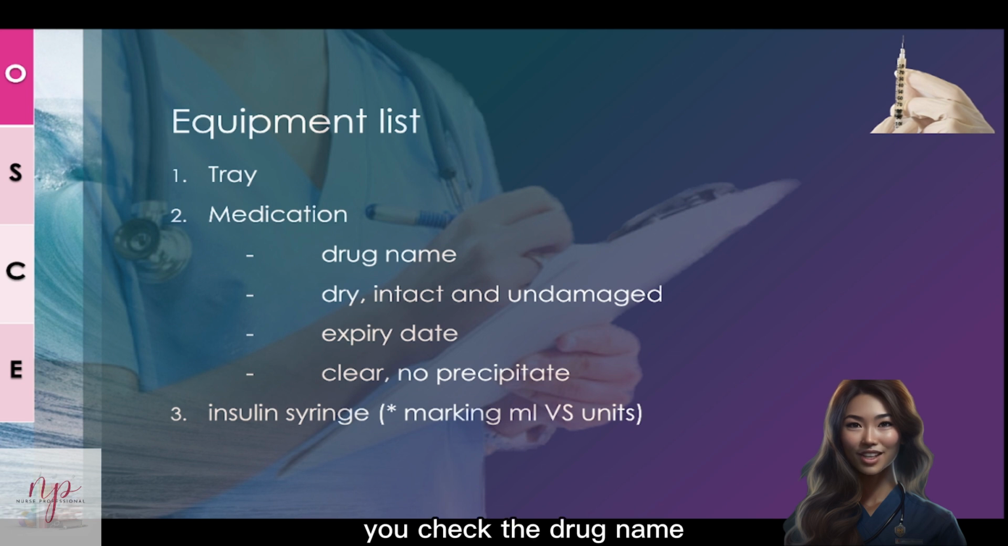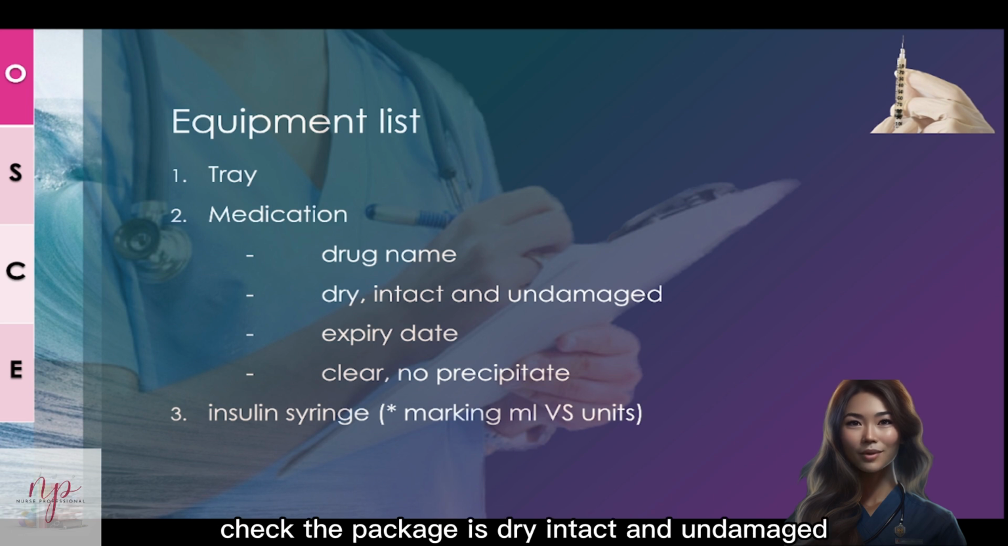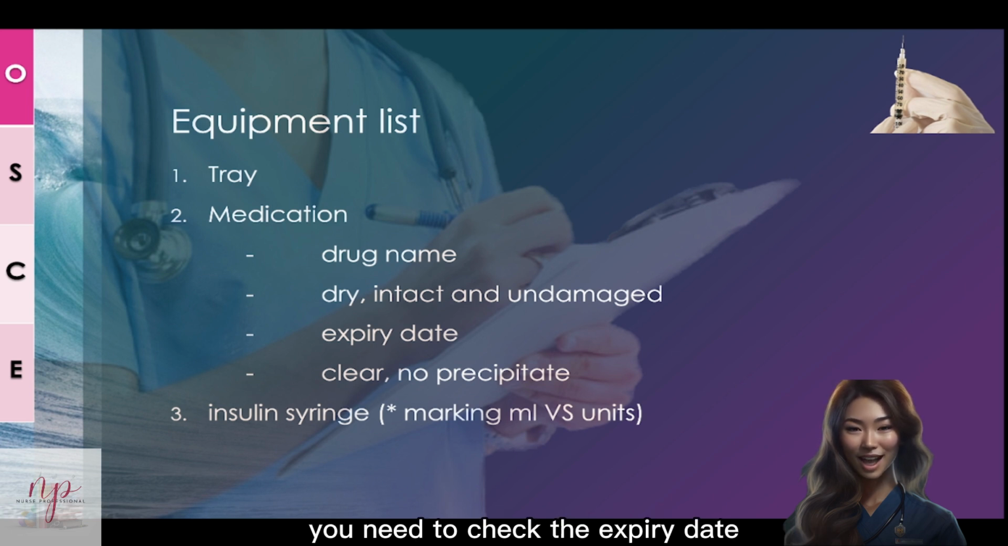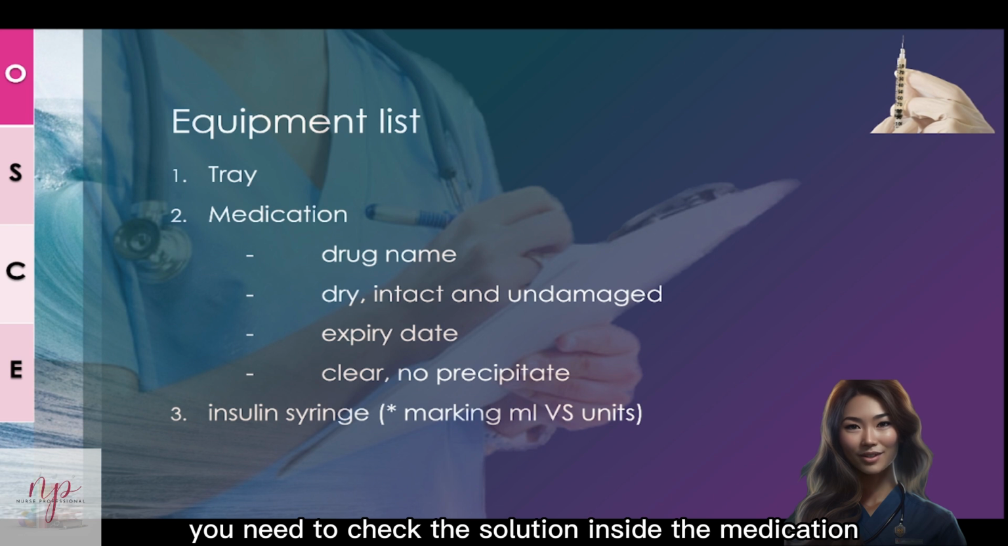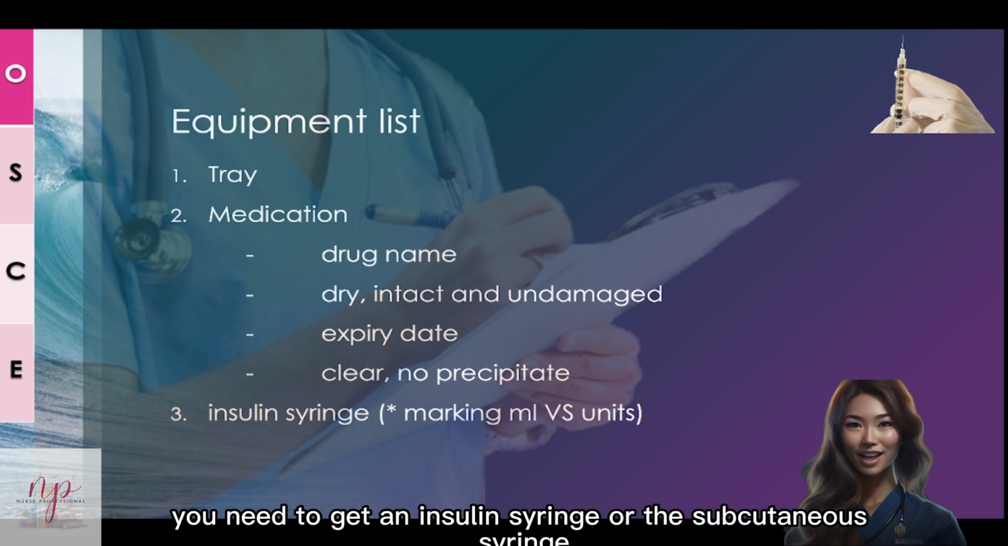You check the drug name, so make sure it's the correct drug, and you need to check the package is dry, intact and undamaged. You need to check the expiry date. It's in date, not yet expired. You need to check the solution inside the medication, the vial or the ampoule. It's clear without precipitate. You need to get an insulin syringe or the subcutaneous syringe.